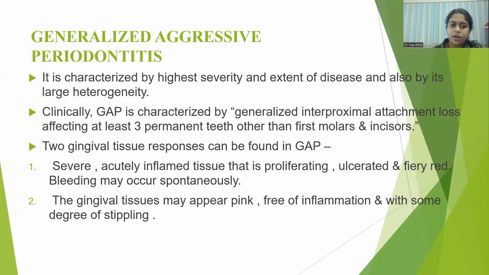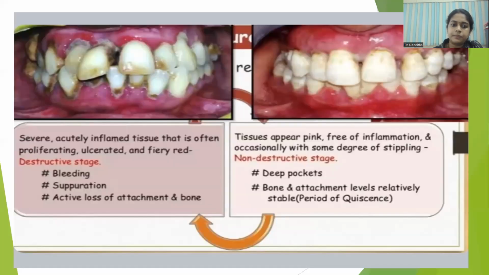Coming to generalized aggressive periodontitis, as we have said, it is generalized, that is, involving more than 3 teeth other than first molars and incisors. So the generalized aggressive disease has 2 types of gingival tissue response. The first one could be a severe acutely inflamed gingiva, which is ulcerated, fiery red in appearance and bleeds spontaneously. Secondly, the tissue can also be pink, firm, which is free of inflammation with some amount of stiffening.